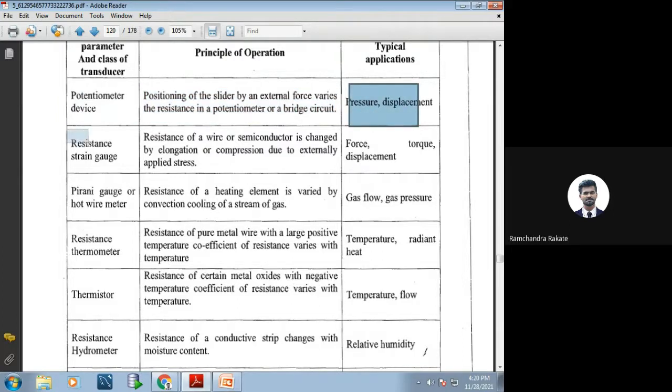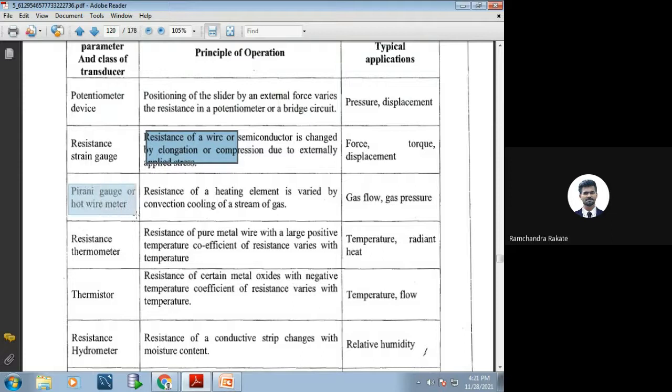So next we have the resistance strain gauge. The resistance of a wire or a semiconductor is changed by elongation and compression due to the externally applied stress. So it is used for the application of force, torque and displacement. Am I right? Yes. So the strain gauge application we will look at. There is one curved base, and the wire has been wound on this. The resistance of the wire or semiconductor is changed by the elongation and compression due to the externally applied stress.